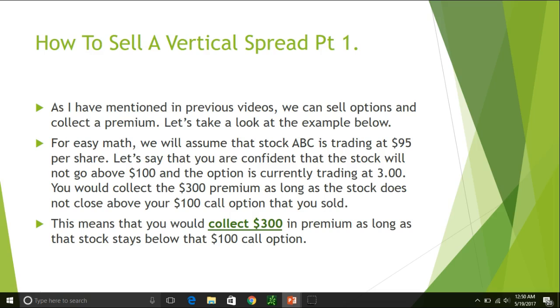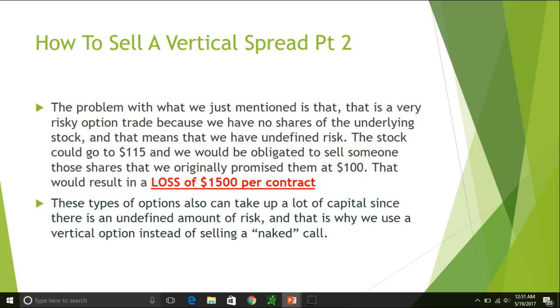So we collect the $300 premium, and as long as the stock doesn't go above 100, we collect that whole $300 premium. A lot of people are saying right now, well, why aren't we doing this more often? We should always be doing this. This is a surefire way to make a lot of money. Well, the problem with that is you are looking at a lot of undefined risk. Your risk is infinite because you have sold a naked call at this point.